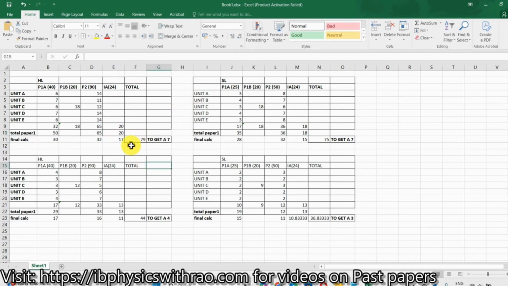Usually the grade boundary for IB to get a 7 is around 75. You get 79. So if you are getting 20 over here, by the time you are attempting your exam, you might come to know what your grade could probably be in IA. Then somewhere you can relax. That is why IA becomes very important to increase your marks.